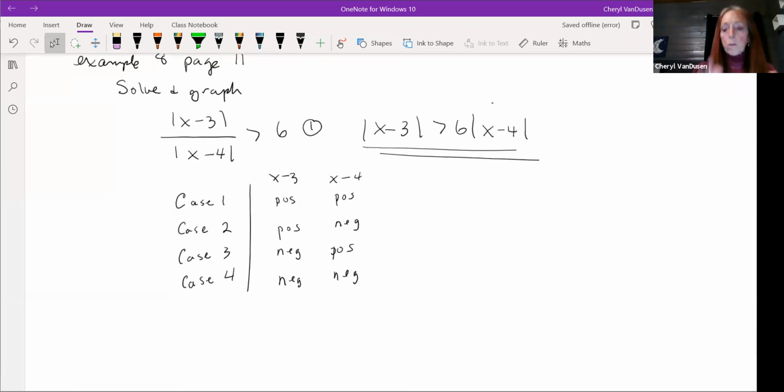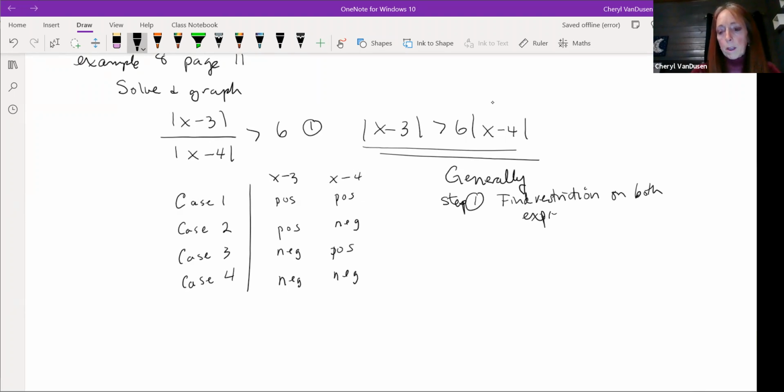Now, as we go through, I'm going to try to give you generally what we do. We start out with step 1, and we find the restrictions on both expressions. And then we reconcile. Reconcile means find out where they overlap. And when we reconcile those, step 2, we solve the expression.